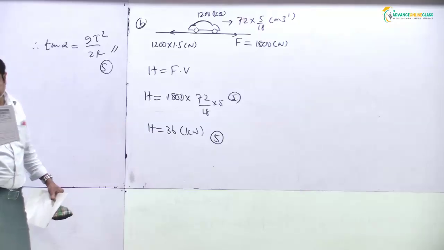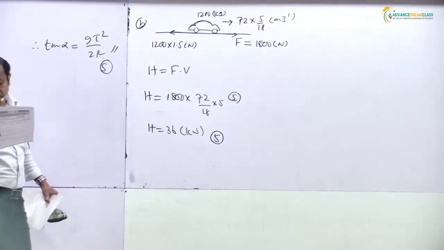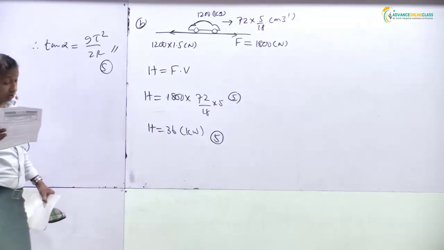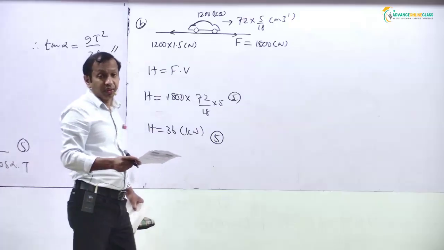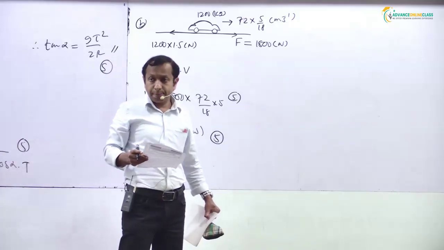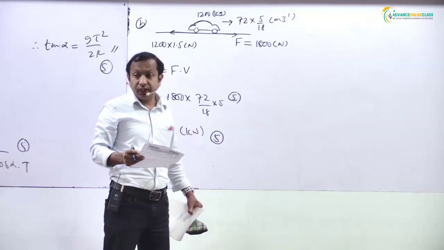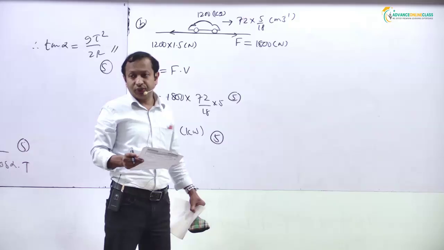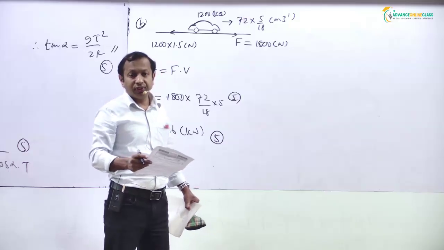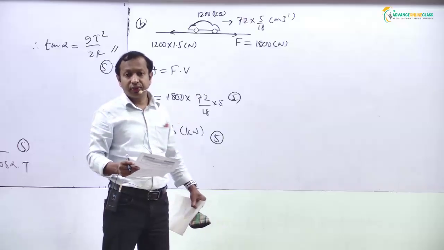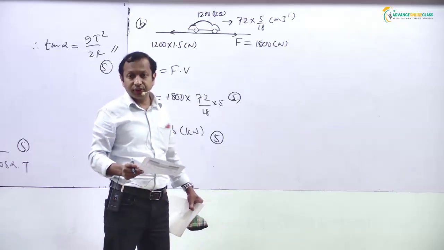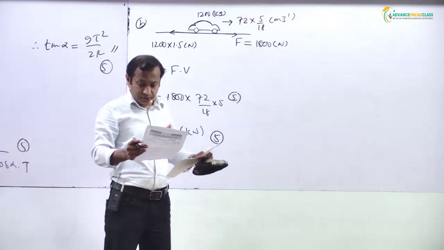Now next one says, now the motor car with the same power, 36 kilowatt, moves up a hill of inclination 1 is to 25. What is 1 is to 25? If the inclination is theta, sine theta is 1 is to 25. That means once it rises a vertical height of 1 unit, it moves along the track diagonal, the hypotenuse, 25 units. That's what it says.